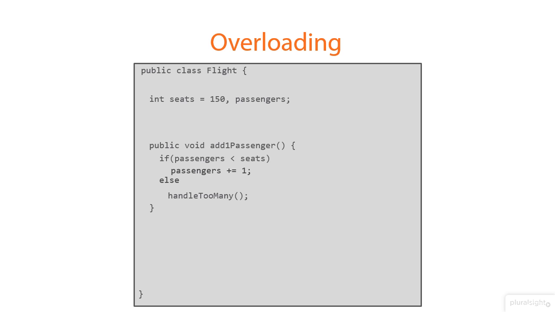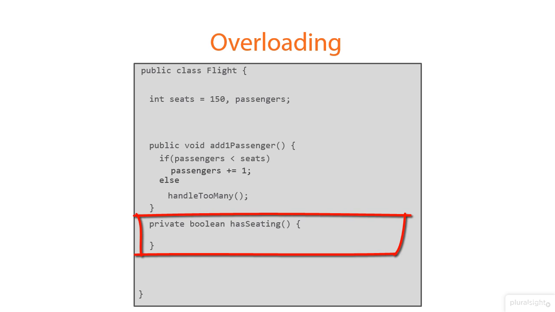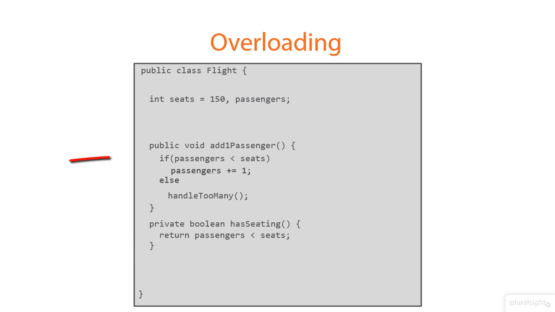Well, as we look ahead to maybe making this flight class a little bit more sophisticated, this idea of checking whether there's enough seats to add another passenger is something that we may have to reuse a lot. So why don't we go ahead and make that its own method. So we'll have a method called hasSeating. And inside of there, we'll just put that check in for is the number of passengers less than the number of seats available. And what we'll do is we'll update our add one passenger to go ahead and use that hasSeating method.